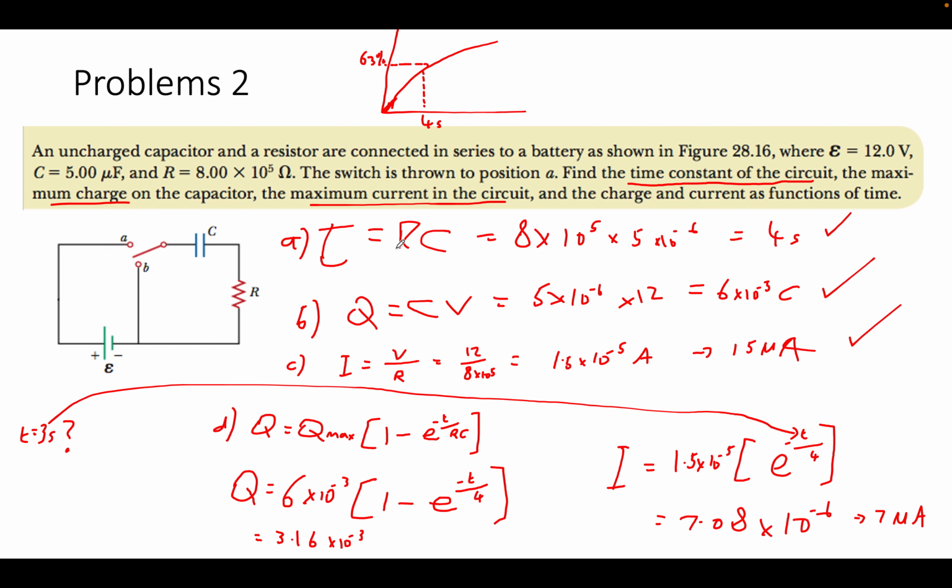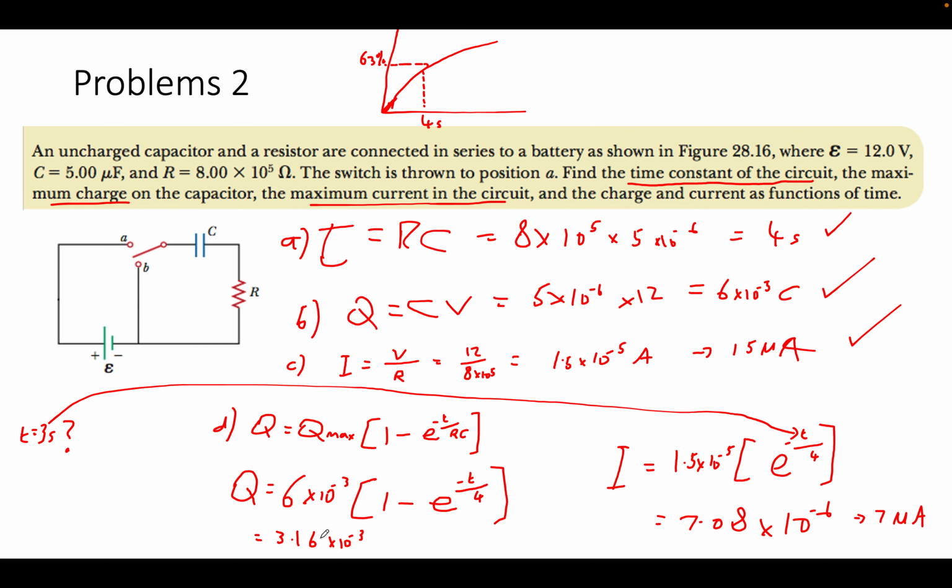We've already calculated tau, RC. We've already done that. I can write 4. So now we can use this formula now to calculate the charge at any time. And it looks like we chose to check for 3 seconds. So we can substitute 3 seconds in here. So after 3 seconds, it will be this much charge.